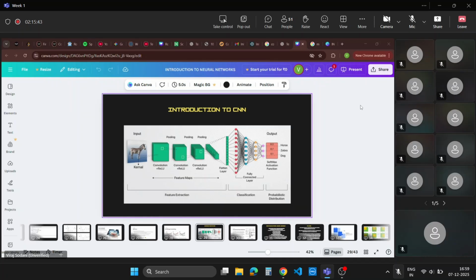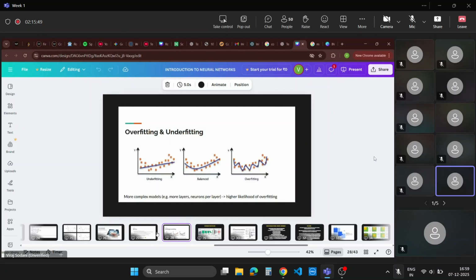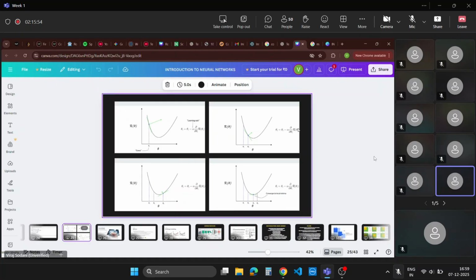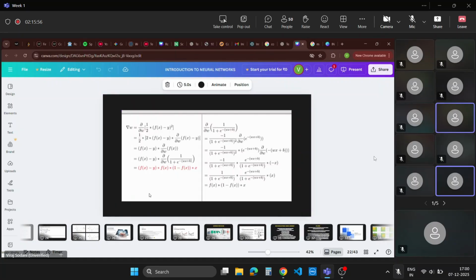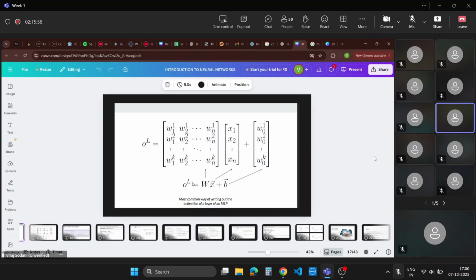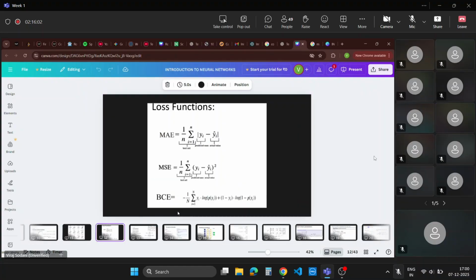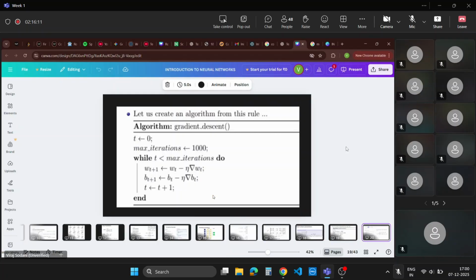Bhaiya, I had a doubt. Those formulas you showed, is it predefined that we need to apply these formulas only for the loss functions? Just a minute, I'll switch to the slide of loss functions. No, for the gradient part you showed. Gradient part. Okay, this one, this iteration part.